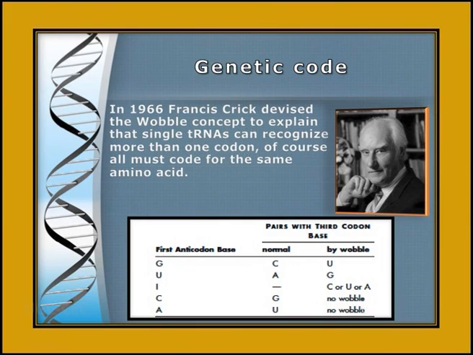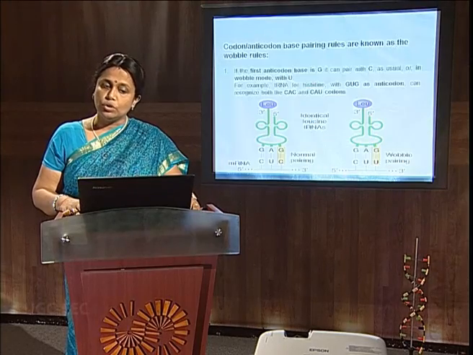Francis Crick, in the year 1966, gave the concept of Wobble. The Wobble hypothesis states that 1 amino acid can be coded by more than 1 codon, and if it is so, then it should follow certain rules. Let's have a look at those rules.